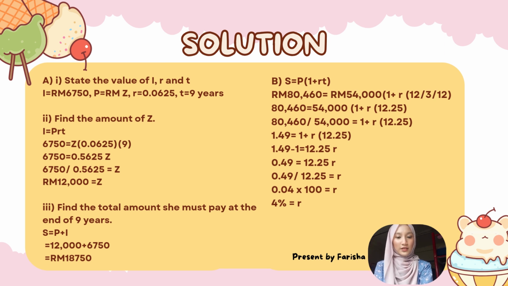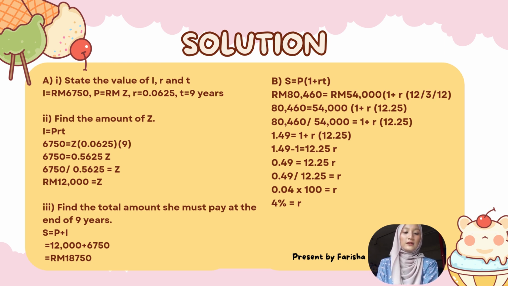For question number 3, find the total amount she must pay at the end of 9 years. We can use the formula S equals P plus I. 12000 plus 6750 equals RM18750.